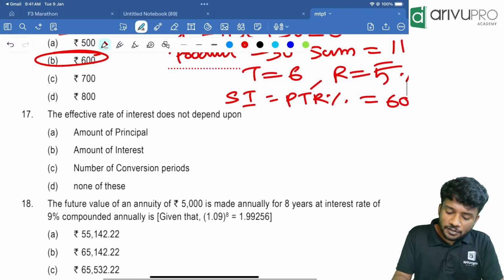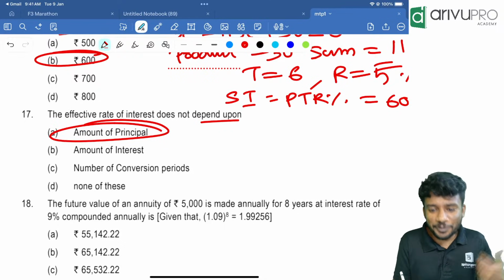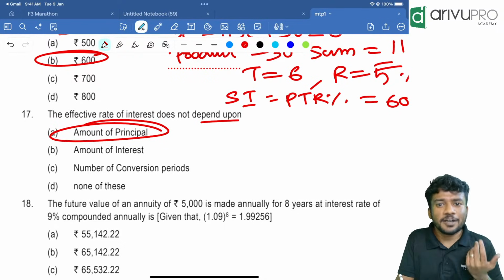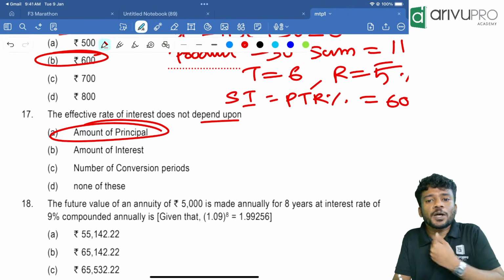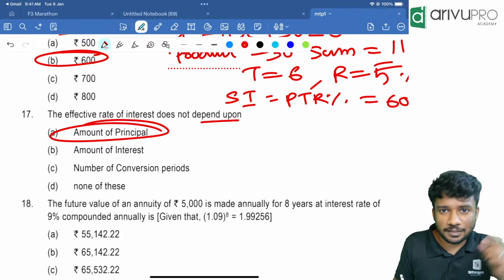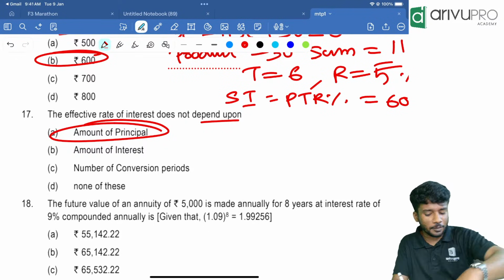The effective rate of interest does not depend upon what, the amount of principal. You know the formula of effective rate of interest, right? What is the effective rate of interest formula? (1 plus I) the whole raised to n, minus 1, into 100. Is there any principal value or P value over there? Nope. That means option A is the answer.